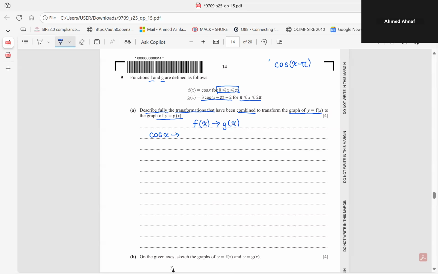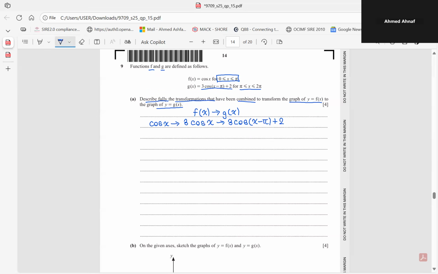You cannot add minus pi first and then multiply by 3 and add 2. This is not allowed, okay? All right, so the first transformation was multiplying by 3, and then subtracting pi from x, so 3 cos(x minus pi), and adding 2 to the equation of the function.